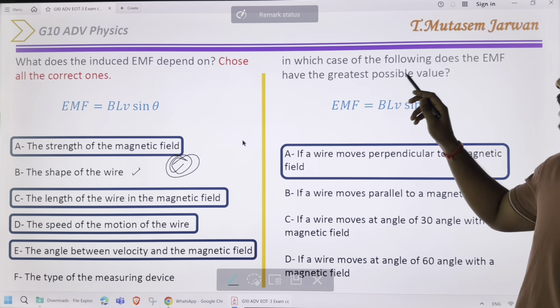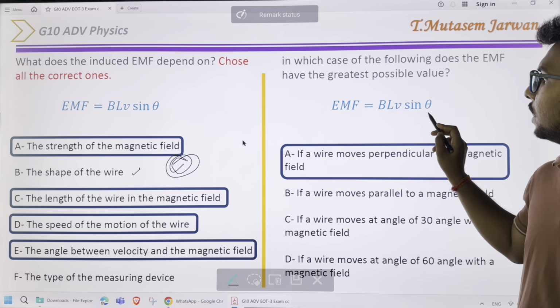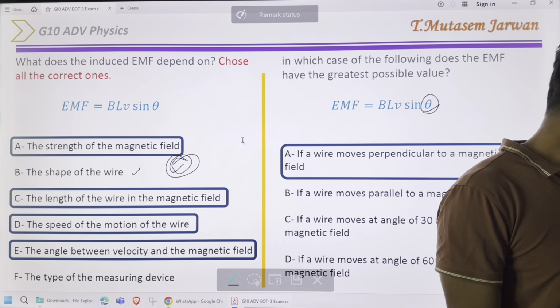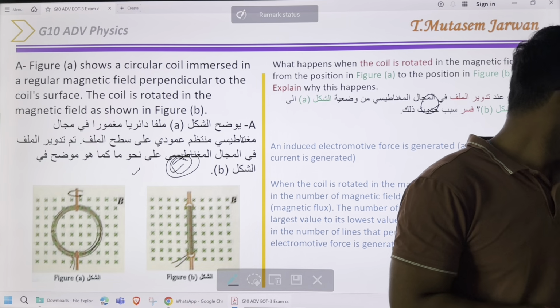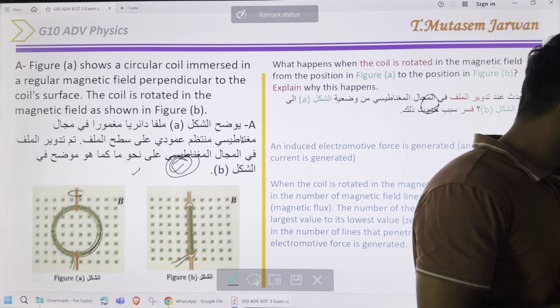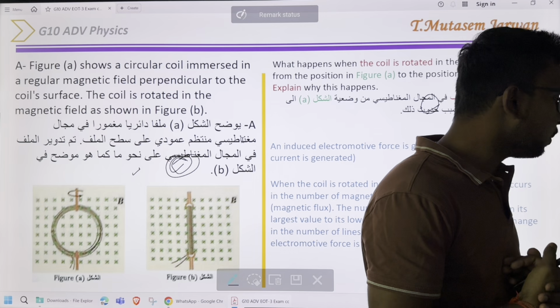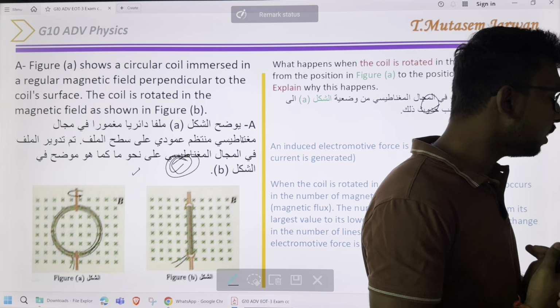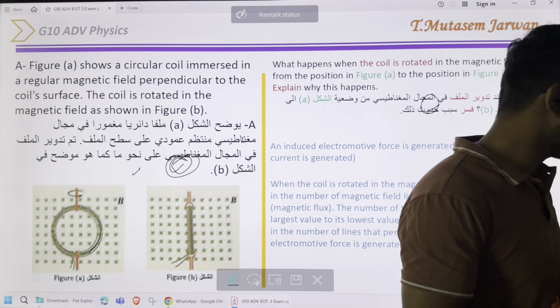In which case of the following does the EMF have the greatest possible value when theta is 90 degrees? Because sine theta has the maximum value as 1, so it needs to be perpendicular. The figure shows the circular coil immersed in a regular magnetic field perpendicular to the coil's surface. The coil is rotated in a magnetic field as shown in the figure. So we have this coil and it is being rotated. What happens when the coil is rotated in the magnetic field from figure A to figure B?